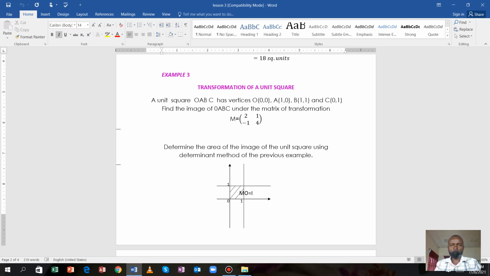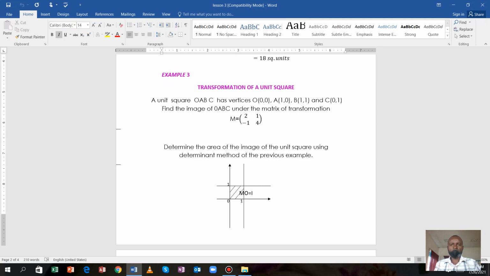Never change it to another thing. It should be 0, 0, go to 1, 0, then 1, 1, then 0, 1. Sometimes the moment I mention unit square, you don't need to, even if I've not given the points, just know that it is that square which is at 0, but of 1, 1 unit. So you start from 0, you go to your right, and until you end with the last one, which is 0, 1. So here I want us to get the area of the image still of that unit square.